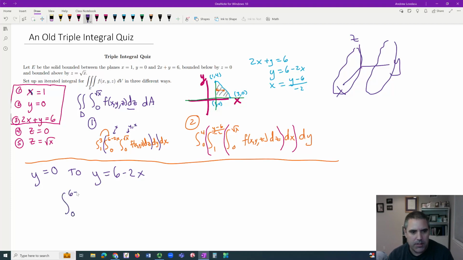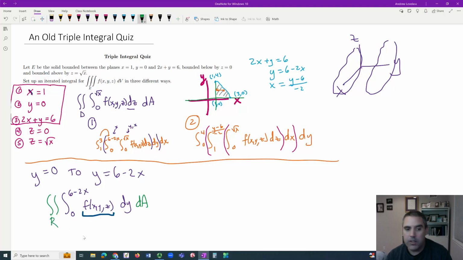You say 0 to 6 minus 2x dy. You have your function. And the way you're using this is you're trying to measure something, whether it's the average temperature in a room, or the center of mass for a 3D object. This function will depend on what you're measuring. Maybe it's mass, maybe it's charge, maybe it's temperature. Okay.